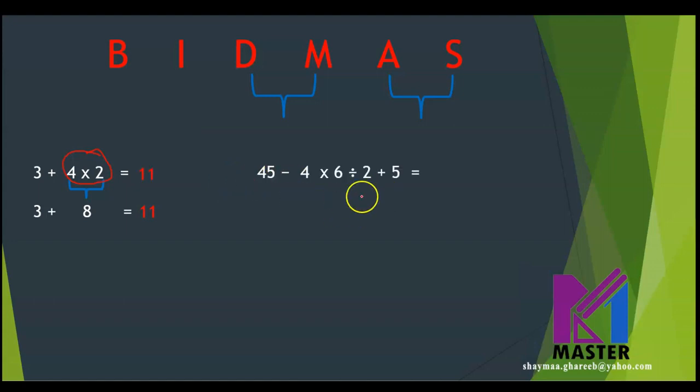Look at this one. I have 4 operations. I have subtraction, multiplication, division, and addition. So which one of these 4 should I start with? The subtraction and the addition should be at the end. So I will start with multiplication or division. We said both have the same order. So which one should I start with? The division? No, the one that comes first.